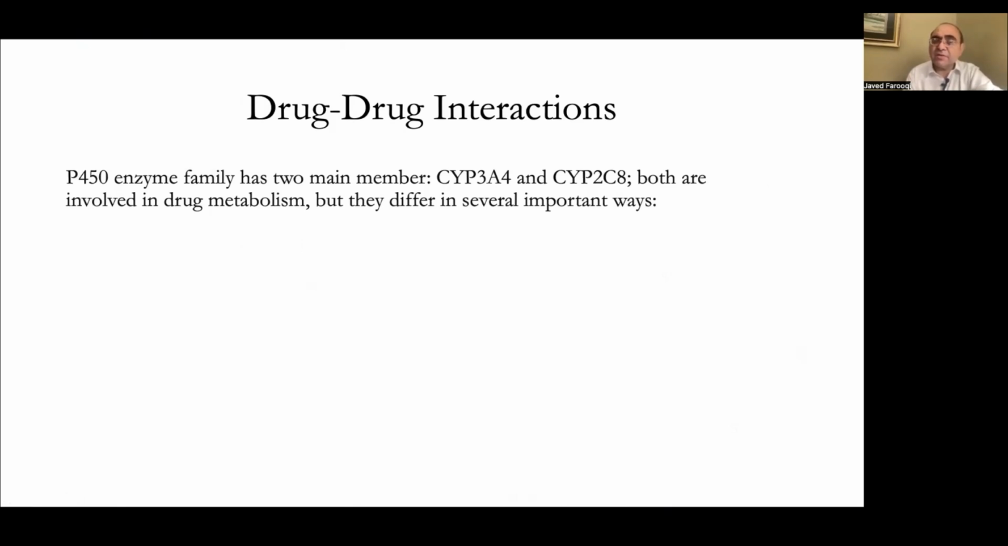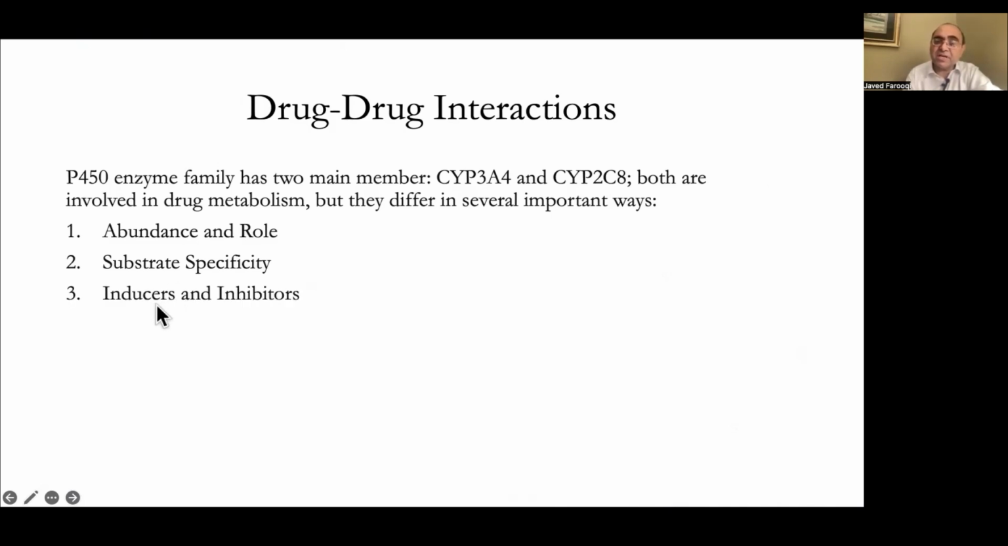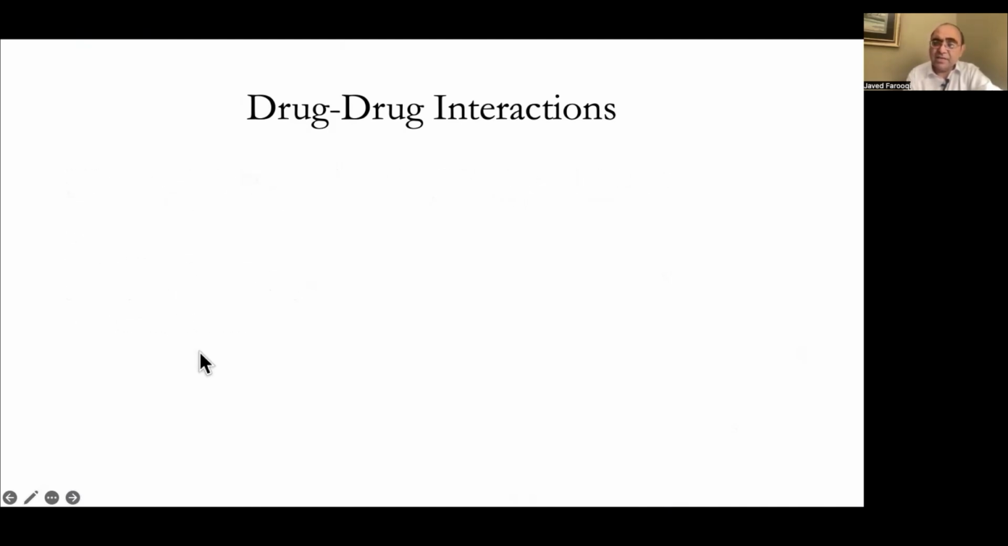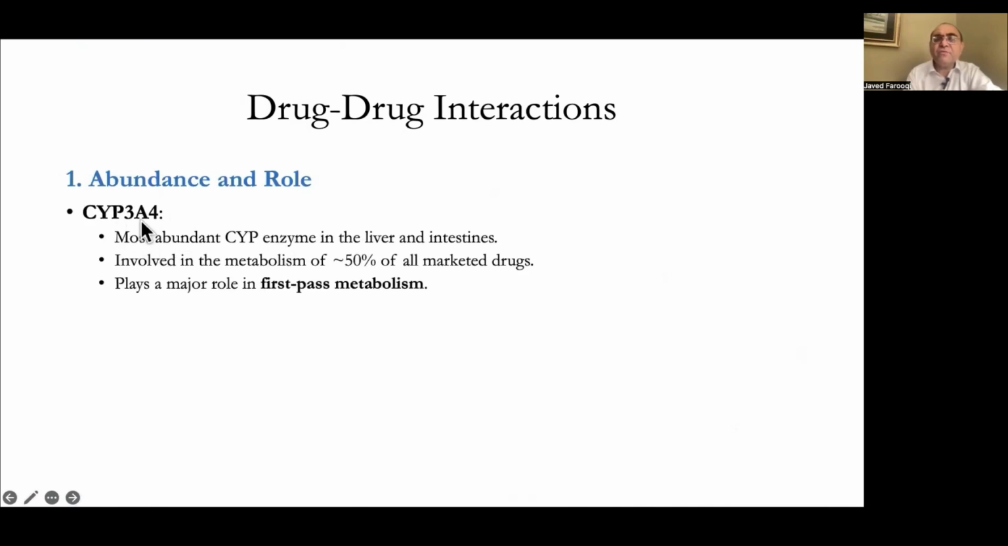And what are those differences? They are in the abundance and role of these two family members, then substrate specificity. Inducers and inhibitors are different for both, as well as clinical relevance. Let's see these differences in some detail. First, abundance and role. CYP3A4 is the most abundant cytochrome P450 enzyme in the liver and intestines. It is involved in the metabolism of more than 50% of all marketed drugs. It plays a major role in first-pass metabolism.